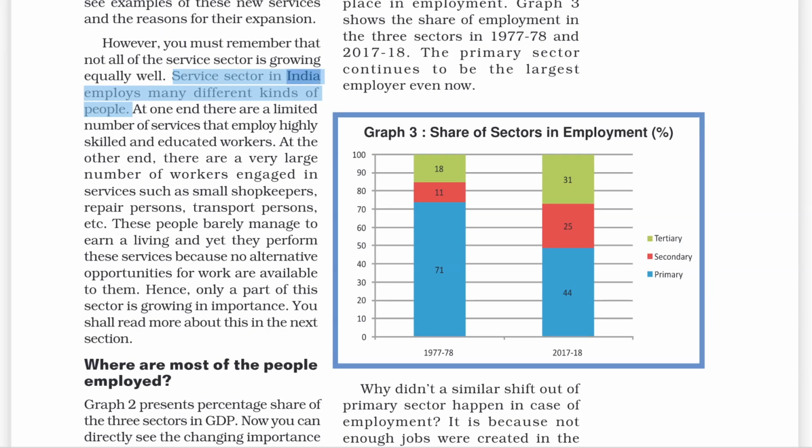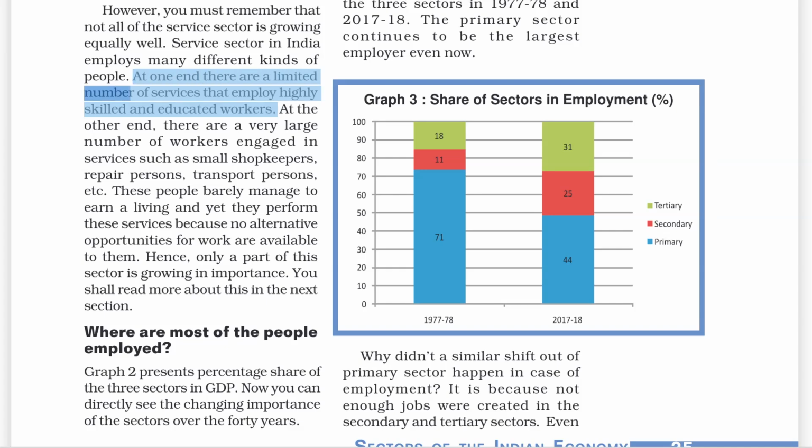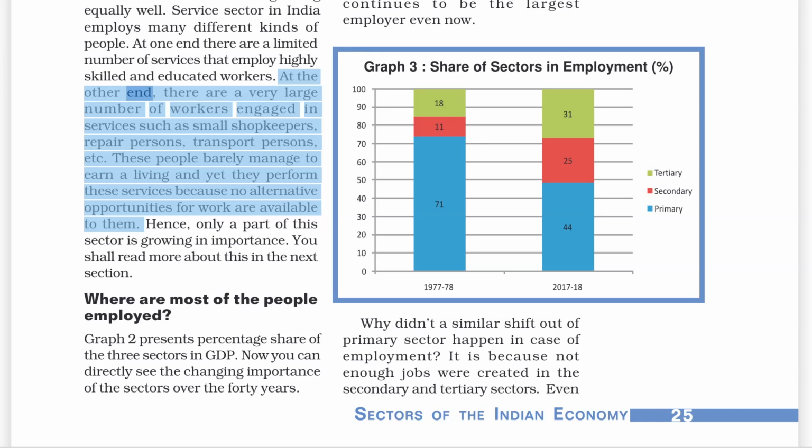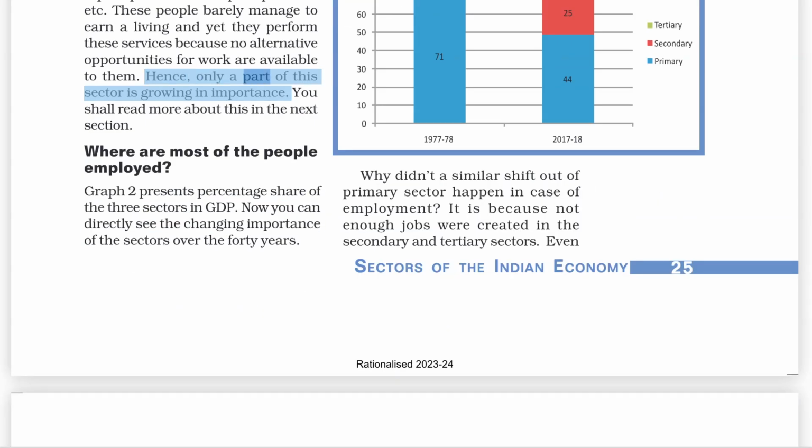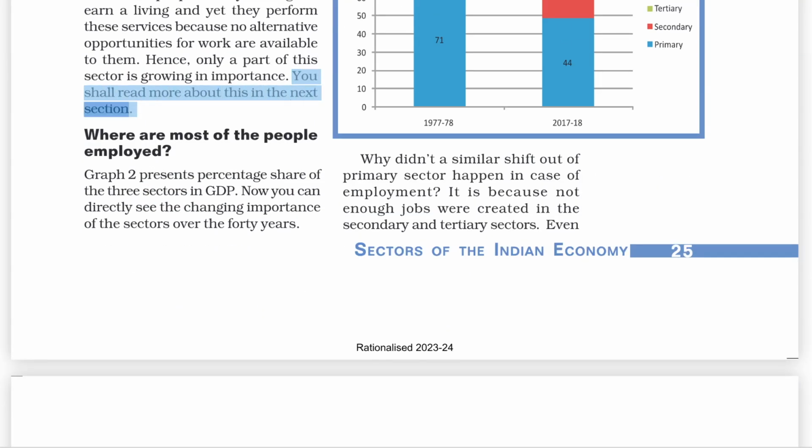Service sector in India employs many different kinds of people. At one end, there are a limited number of services that employ highly skilled and educated workers. At the other end, there are a very large number of workers engaged in services such as small shopkeepers, repair persons, transport persons, etc. These people barely manage to earn a living, and yet they perform these services because no alternative opportunities for work are available to them. Hence, only a part of this sector is growing in importance. You shall read more about this in the next section.